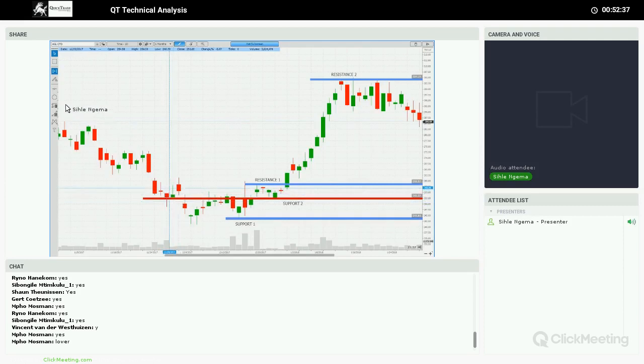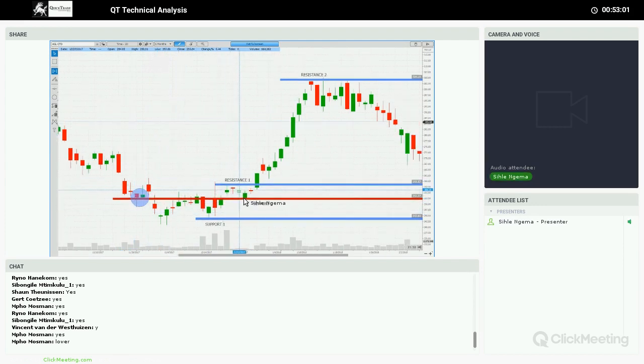Can everyone see? This particular area here where I have extended the line was support before, because the share came down. When it reached this particular line, it went up and then it dropped back down again. So this particular area of support 2, if I extend it, it was support before. That means that when the share comes down now, I should identify this area as support.